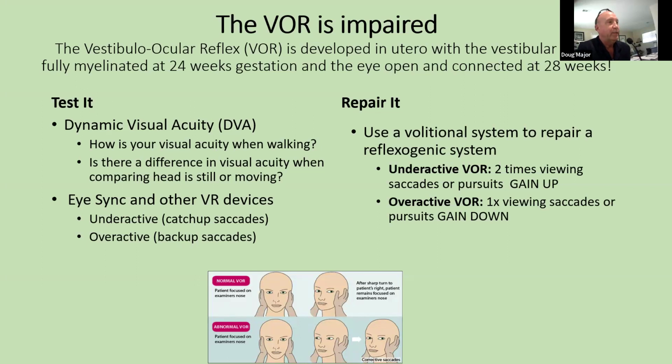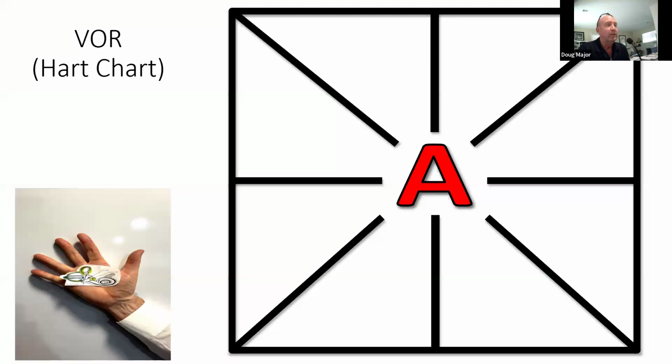And while we're walking, we're also going to use that with the iSync or other virtual reality devices. Remember, underactive catch-up saccades versus the overactive backup saccades, where the eyes are too fast or overactive. And so we use a volition experience or system to repair that. An overactive VOR, we want to go ahead and gain up by moving again in opposite directions, or gain down by the center. So let's think about that as we do a VOR here.